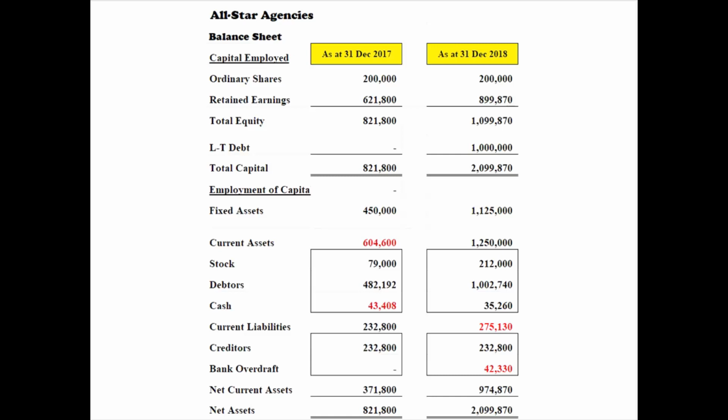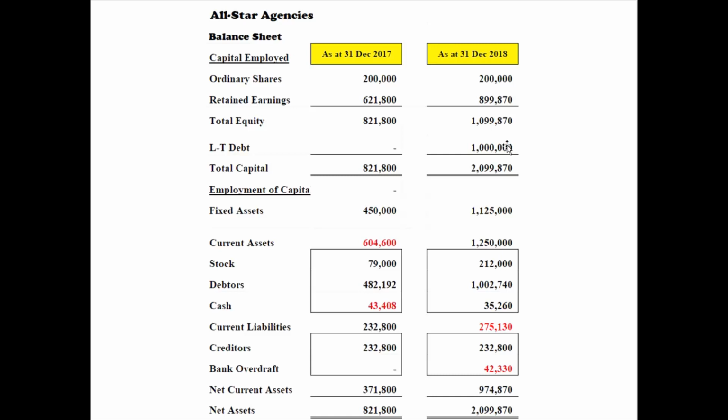And of course, this is a transaction between what we would call third parties. In other words, it doesn't involve the business, it involves the shareholders. So there's no change to the ordinary shares in the business, hence this number stays at 200,000 because no money comes into All Star. So yes, the share price has changed, but a change in share price doesn't change the capital in the business. So add the two equity numbers together, the ordinary shares and the retained earnings. These two get us 1 million and some change.